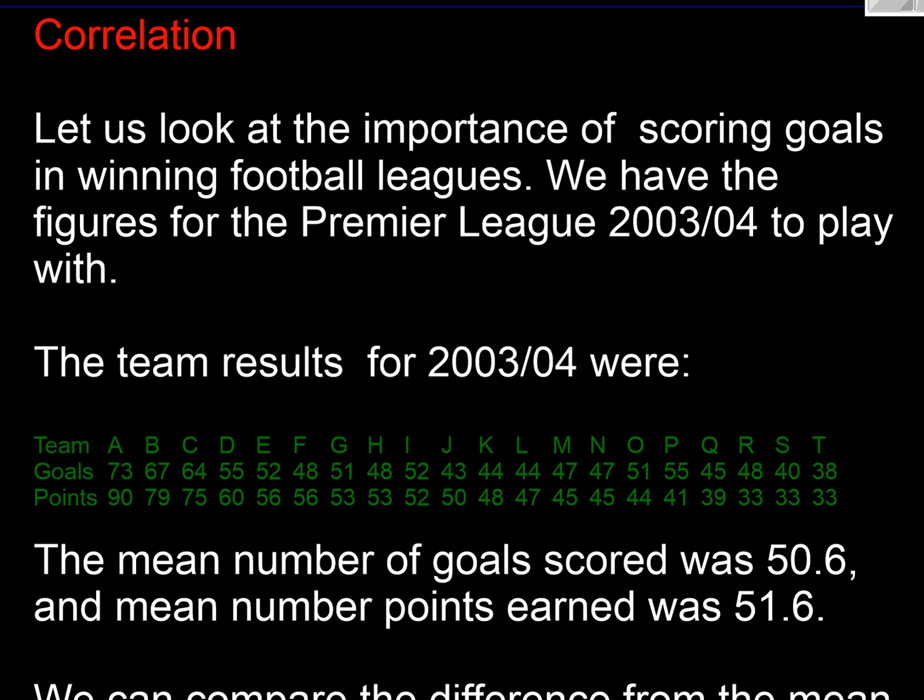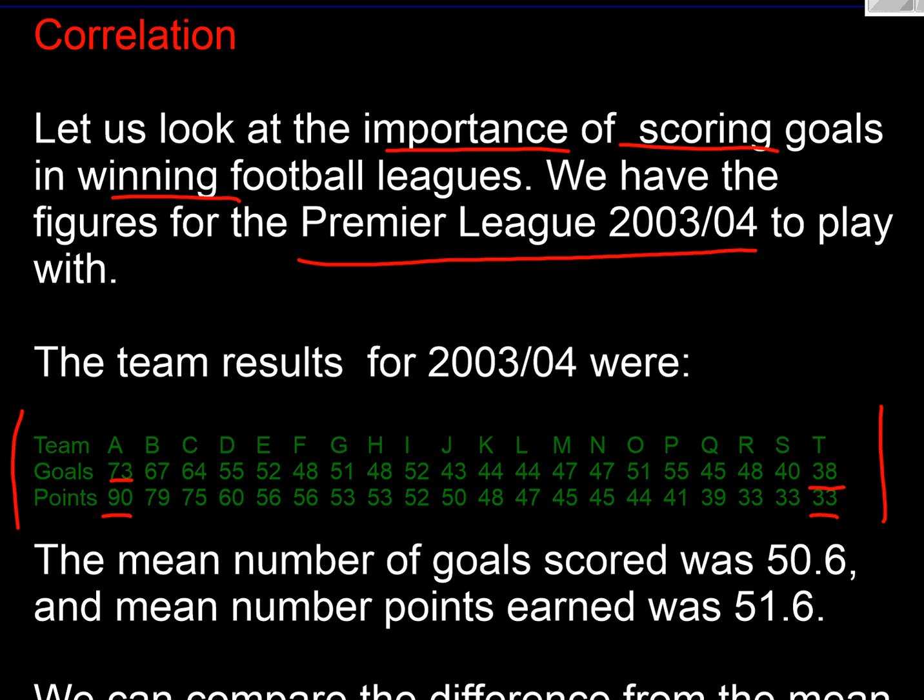Okay, let's use an example. Let's look at the importance of scoring goals to winning football leagues. We've got the Premier League data here for 2003. There's the data. So Team A here, which I think was Arsenal, won the league. They scored 73 goals and they earned 90 points. At the other end, I think it was Wolves, scored 38 goals and earned 33 points. The mean number of goals in the league was 50.6 and the mean number of points was 51.6.